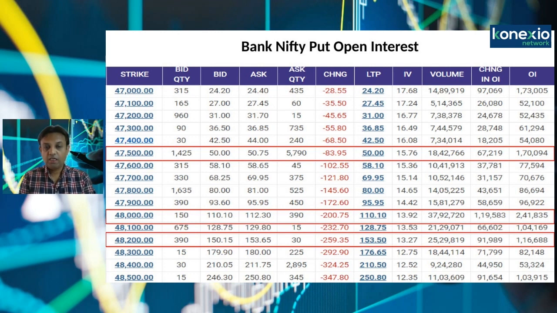There has been put writing, which clearly indicates that the data is positive, but as I said, a cool off cannot be ruled out, but that should be used as a buying opportunity. Overall, looking at the Nifty charts and derivative data of both the indices, the overall strategy, I would like to again say, is that buy on dips should be useful for the traders.